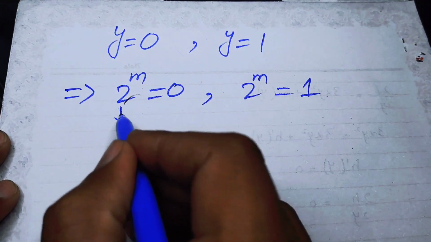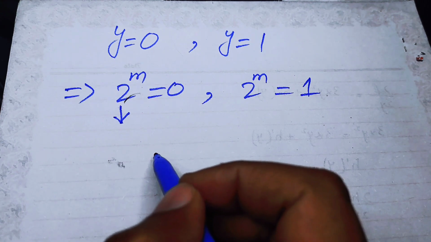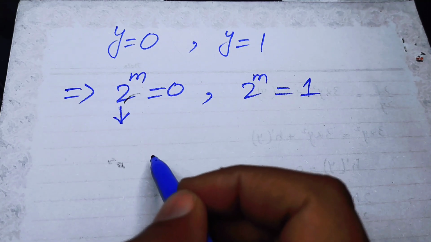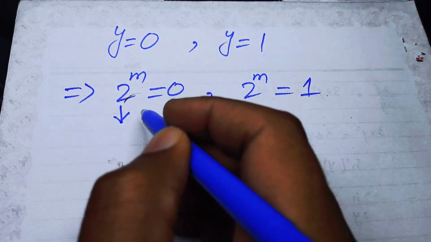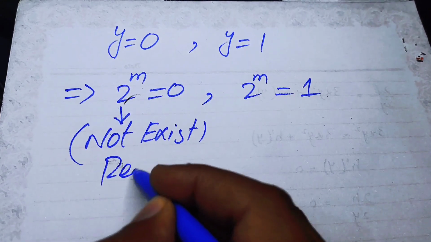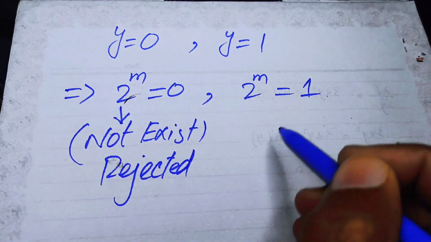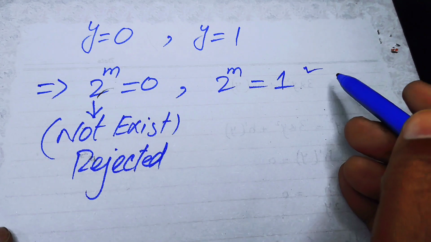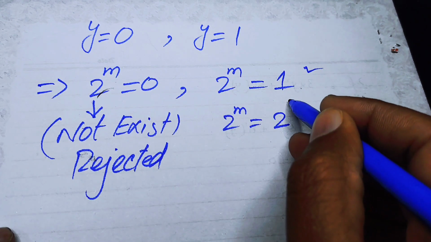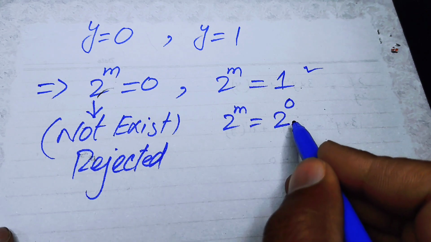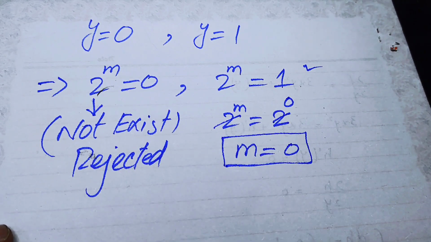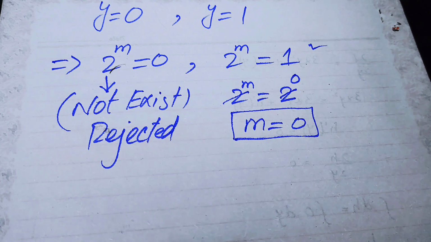Remember one thing about an exponential function: the exponential function is never 0 and is never negative, so this expression does not exist and we can reject this case. We proceed with this case only. On the right-hand side we have 1, and we can write 1 as 2 to the power of 0. The bases on both sides are the same, so they are gone, and finally we get m is equal to 0. This is our solution of the given exponential equation.